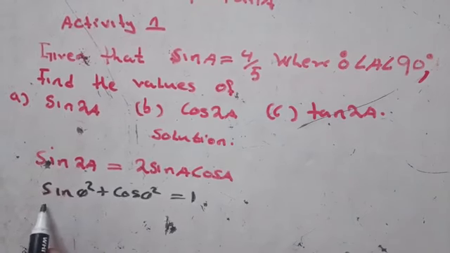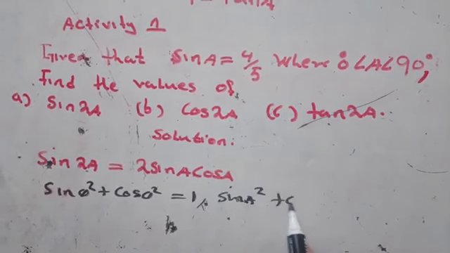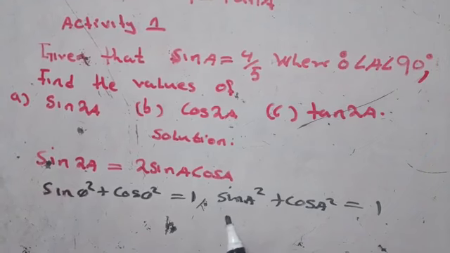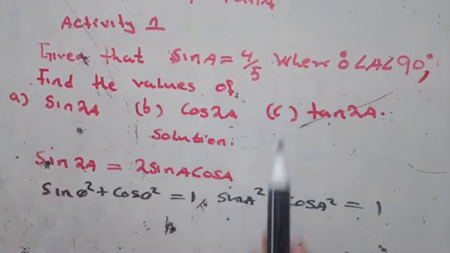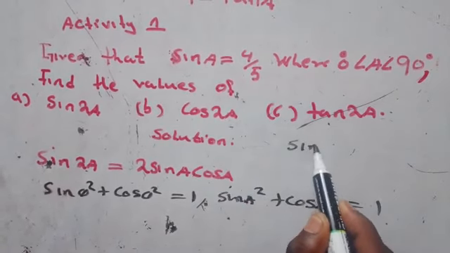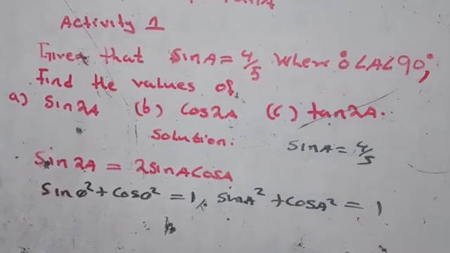So we also know that sine A squared plus cos A squared will give us 1. So let's now find cos A, since we know what sine A is. We have been given sine A, which is 4 over 5. So we can write sine A equals 4 over 5, so that we don't forget.